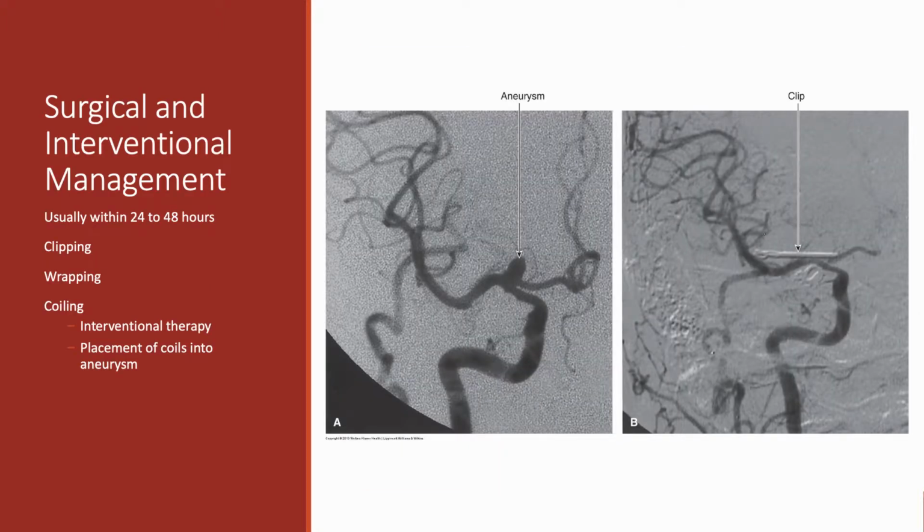The way we intervene is very often by putting a coil inside the aneurysm, or in this case, you can see that the aneurysm was actually clipped. So this linear opacification here, another way to say that would be this line, is actually a clip where they clipped off the aneurysm that showed up over on the left side.